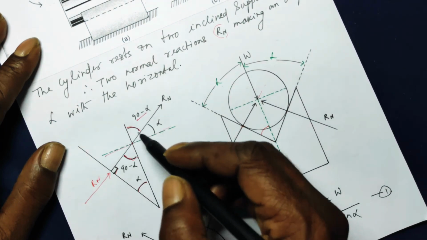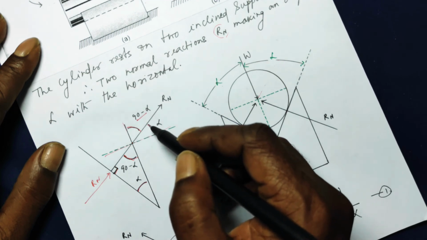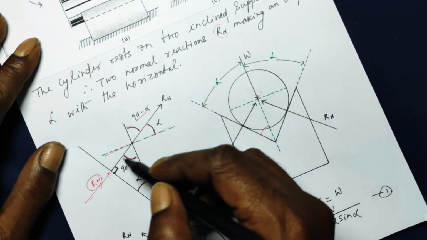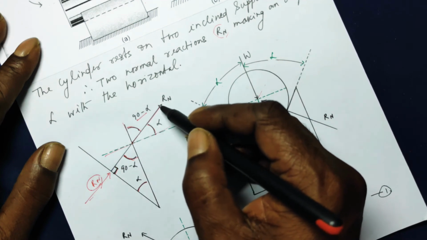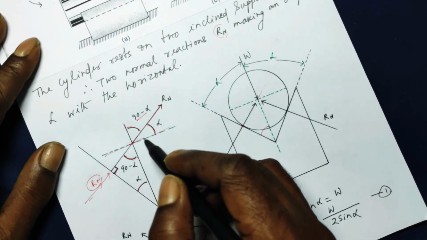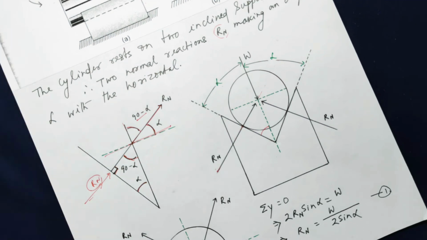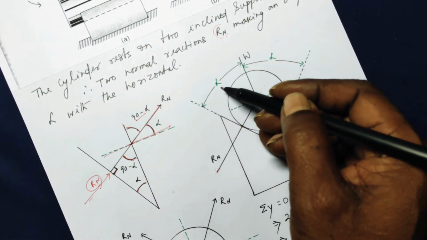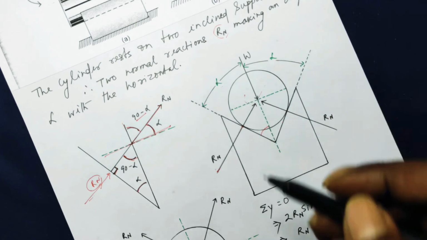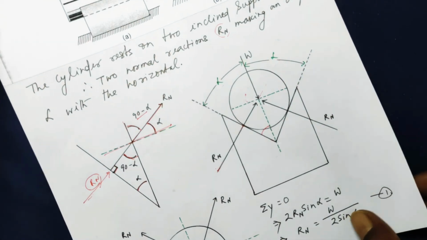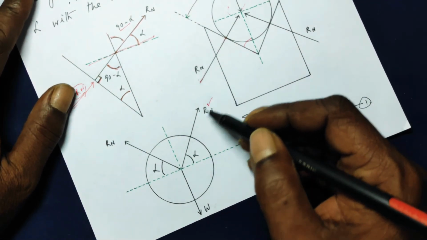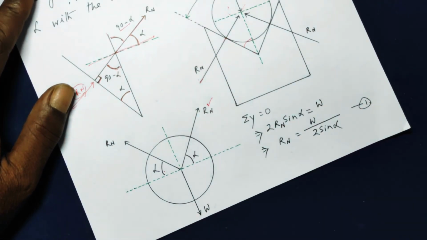Here this is your x-axis, this is your y-axis, so therefore this is your alpha. So Rn, when translated to this point, makes angle alpha with the horizontal. Similarly, this Rn, when translated here, will make angle alpha with the horizontal. So that is what I have shown in the next diagram. So this is your Rn, alpha, alpha.